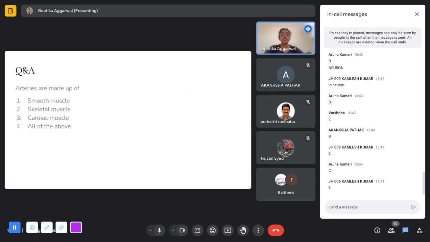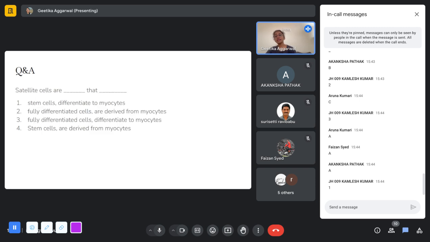Moving on, arteries are made up of which type of muscle? Smooth muscle, skeletal muscle, cardiac muscle, or all of them? Smooth muscles, correct. So arteries, as we said, because there is an involuntary movement of blood through these blood vessels, so these blood vessels are actually made up of smooth muscles.